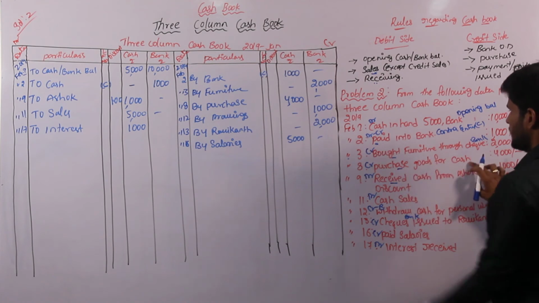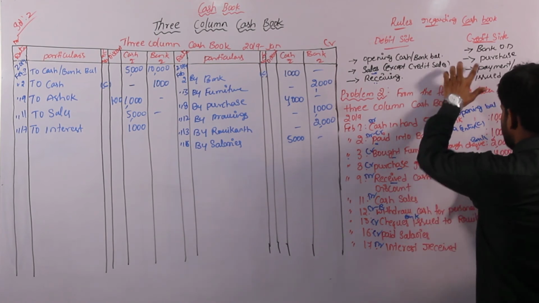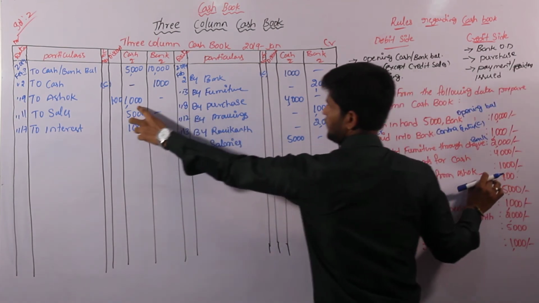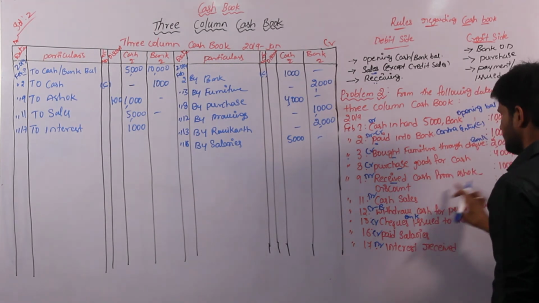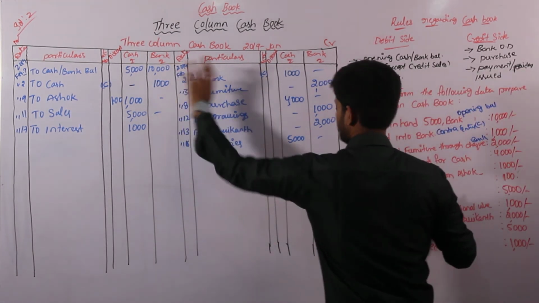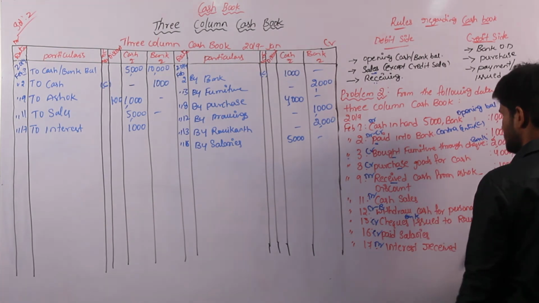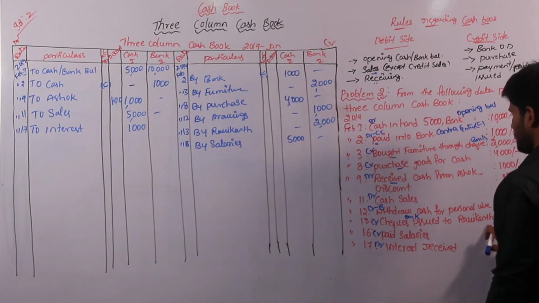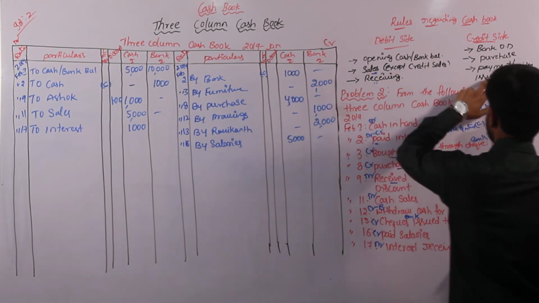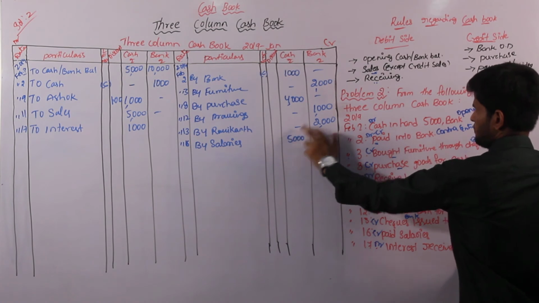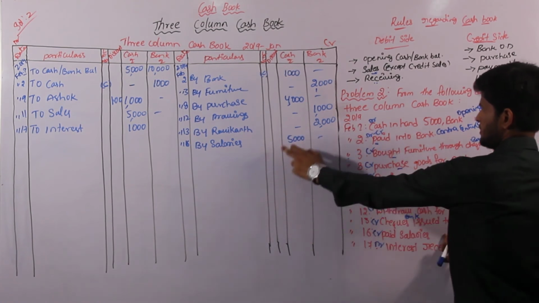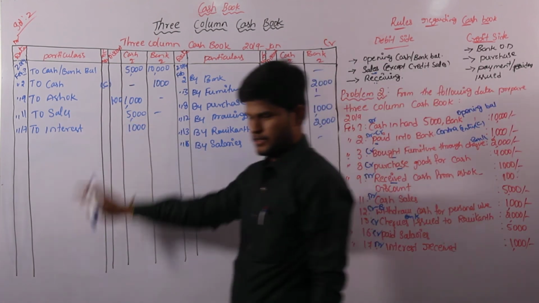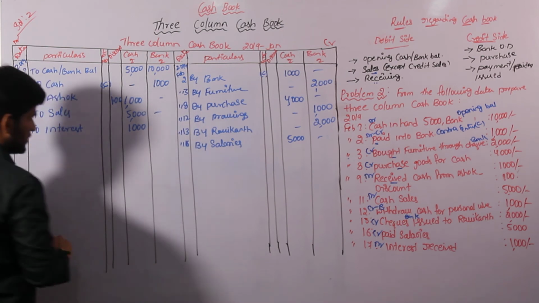Next one, purchase goods for cash. Cash is there. Purchase is a credit side transaction. It is also completed. Received cash from Ashok 1000, discount 100 rupees also completed. Cash sales 5000 also completed. Withdraw cash for personal use. It is also completed. Check issued to Ravikant. Issued is there in the credit side. It will also come here. Next, paid salaries 5000 completed. Interest received also completed.